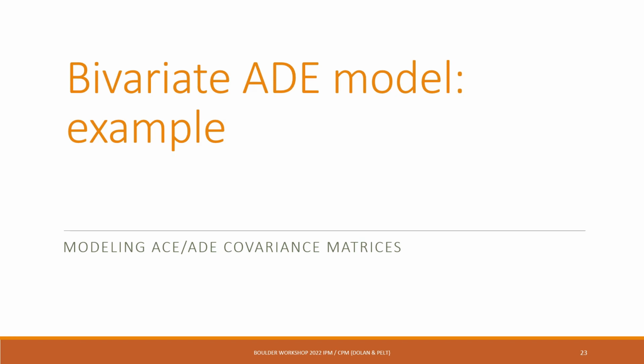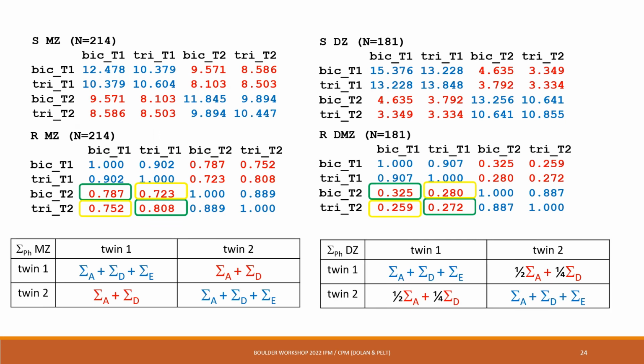Okay, now we have this model in place. What I'd like to do is fit it to the skinfold data. So let's take a look at a numerical example. This is a busy slide because it contains the summary statistics in the MZ and the DZ samples. So we have a sample of 214 monozygotic twins and a sample of 181 dizygotic twins.